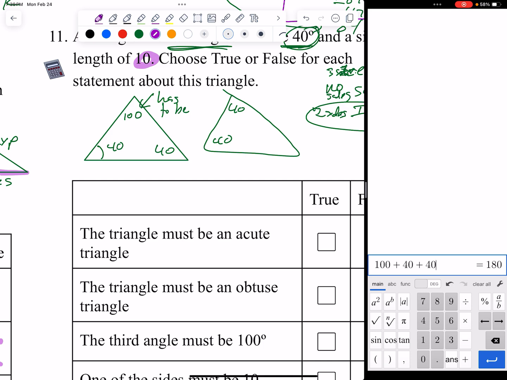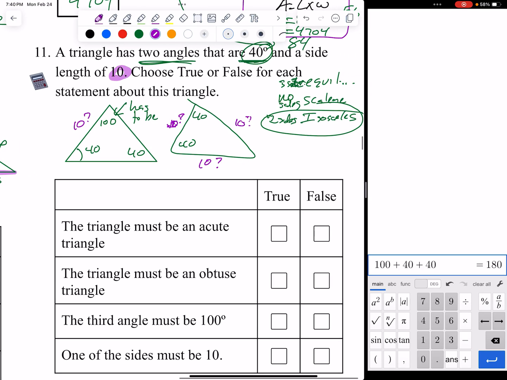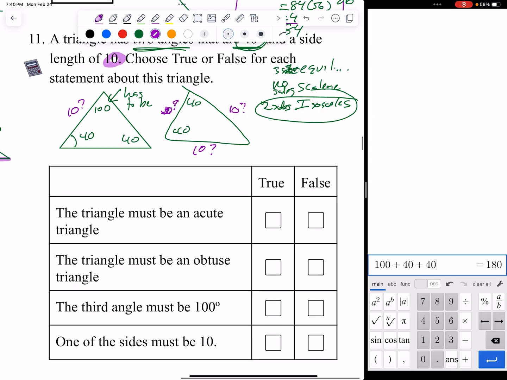So is the 10 going to be here? Is it going to be here? Is it going to be here? Or is it going to be here? I don't know. So now let's read the questions. All right, let's see. And again, they cannot be all true. It can't be all false. So let's see what we got here.